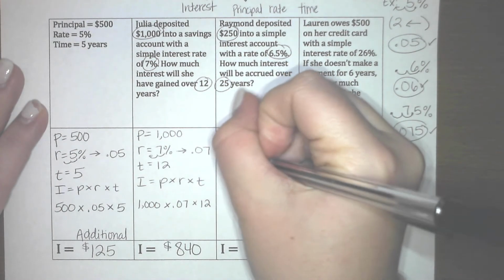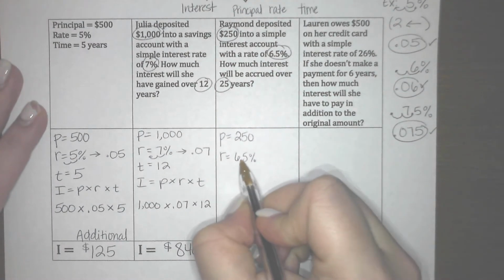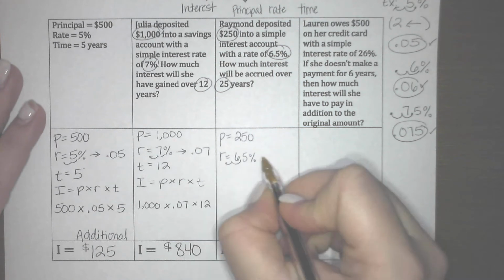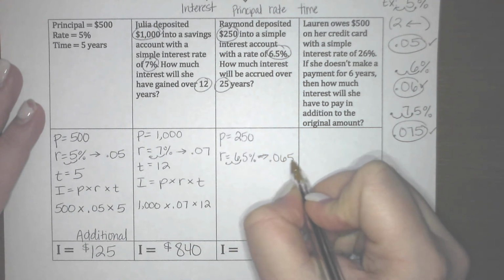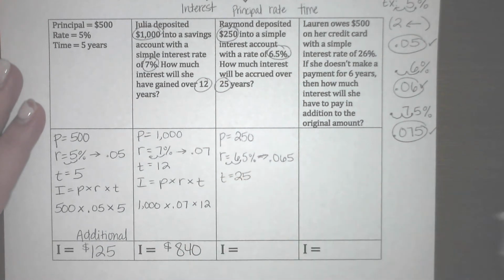Rate is 6.5%. Now, this one's tricky because even though it has a decimal, you still have to move it 2 places to the left. Sorry, I do my arrow. And it becomes 0.065 as your rate. And then the time, T, is 25 years.